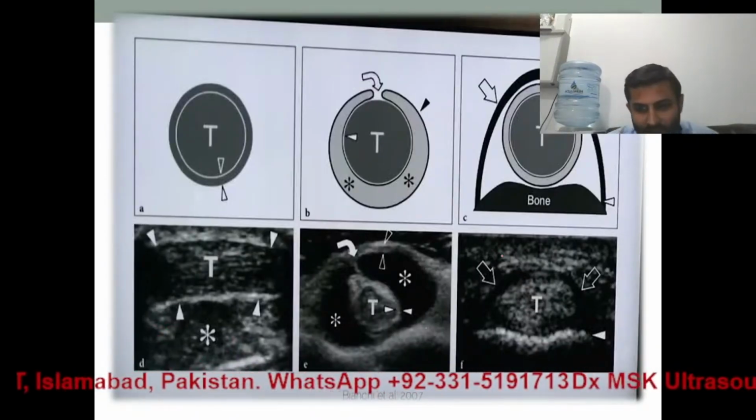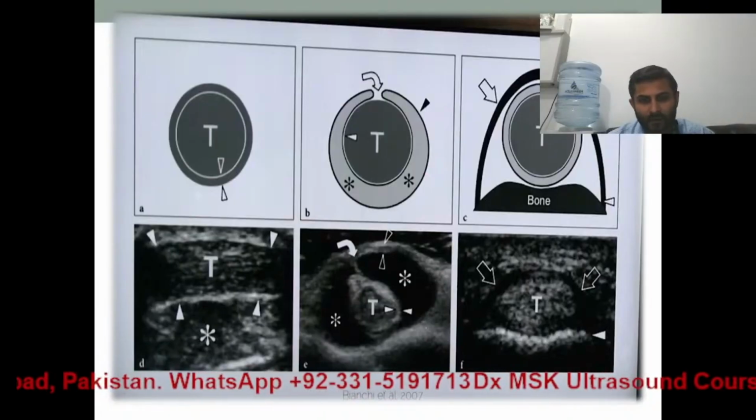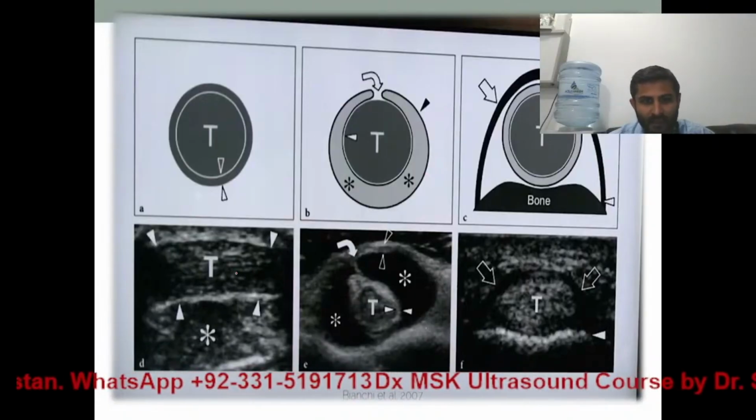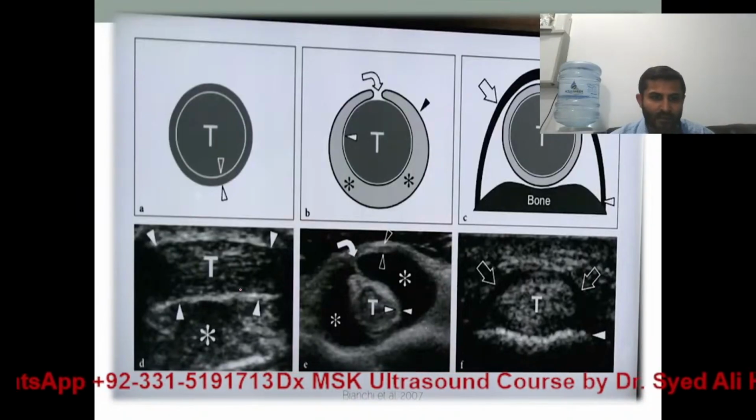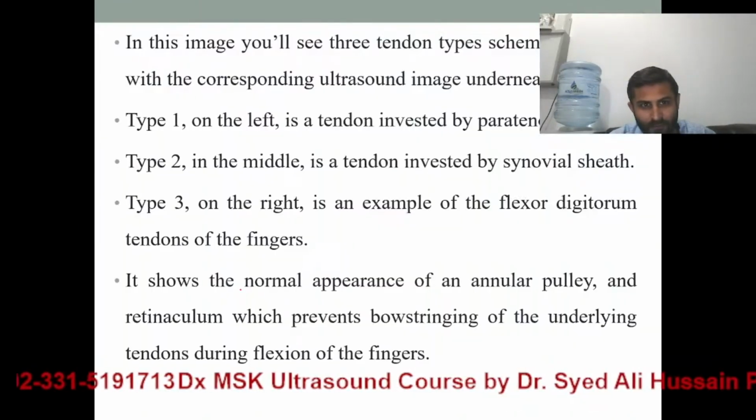So different types of tendons: bone and tendon, and this is peritenon and tendon, and this is tendon lined with peritenon again.